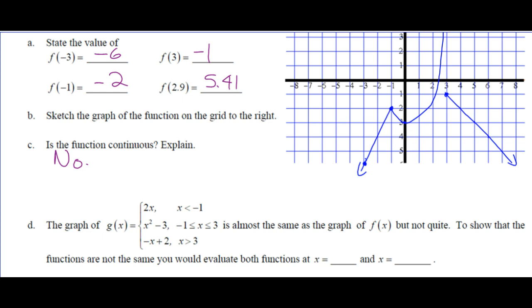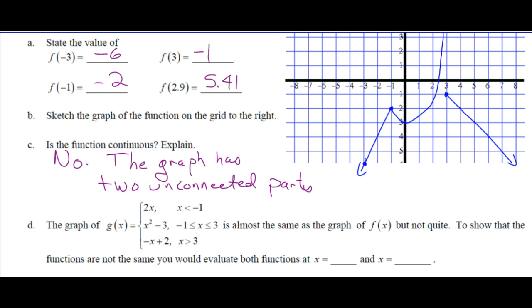Okay. So this is not continuous. The graph has 2 unconnected parts, right? The graph has 2 unconnected parts.